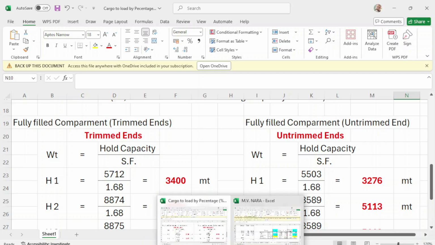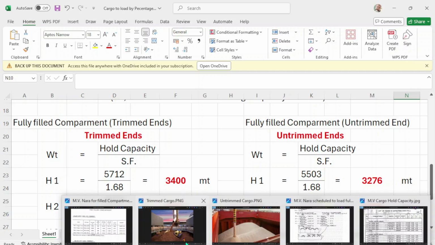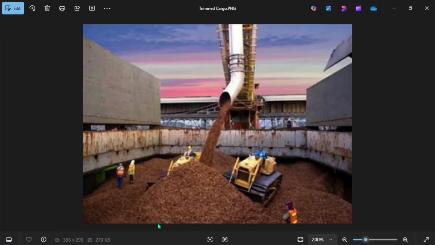Okay. The illustration of a trim vessel is this one. So all cargoes are pushed within these spaces around. They have pushed the cargo around here by the bulldozer, so there's no space left behind. So this is what you call trim.